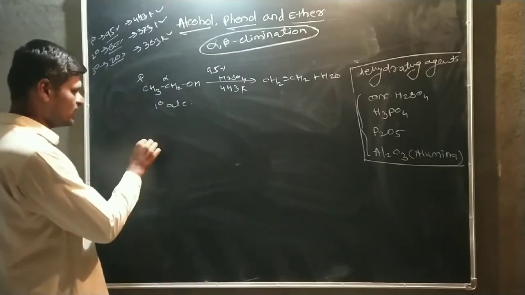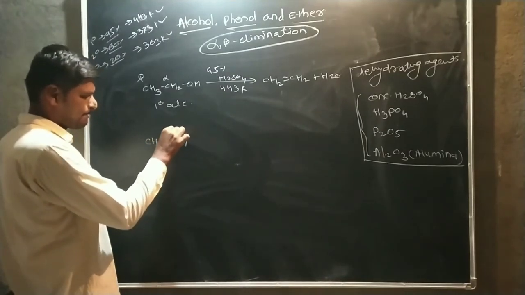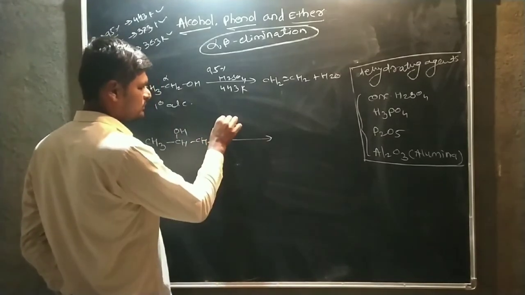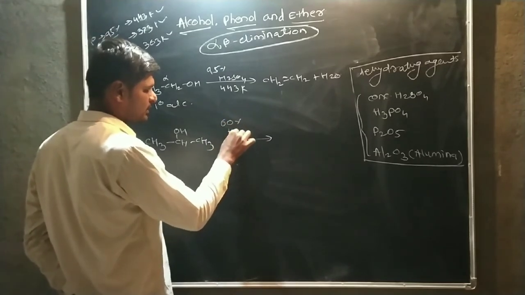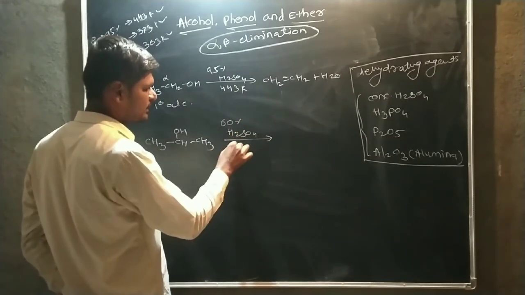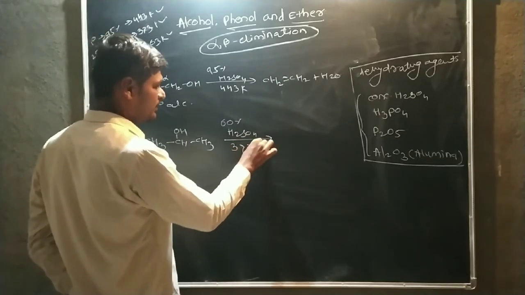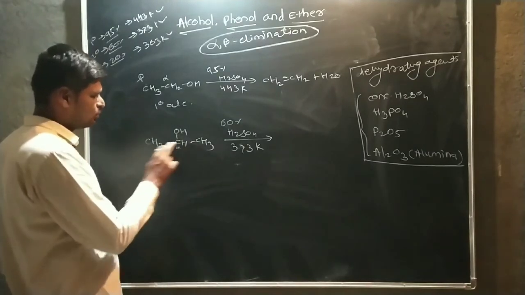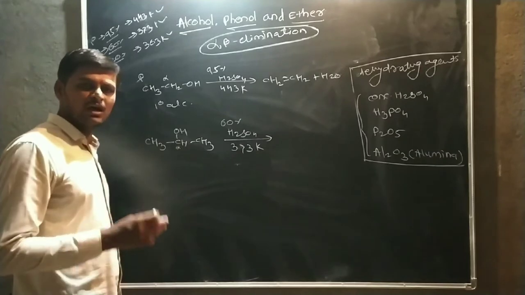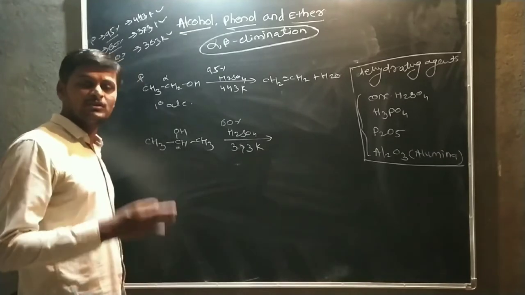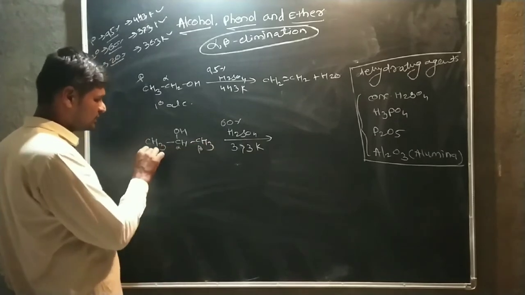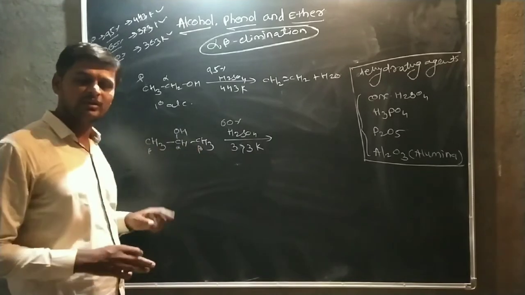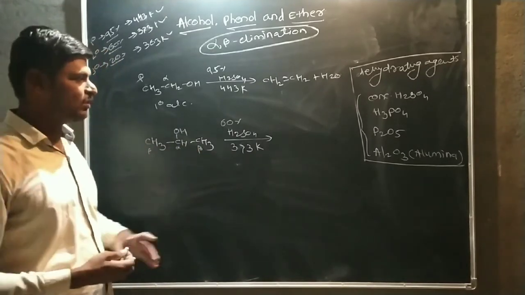And if the secondary alcohol is here, that is propanol, it undergoes the dehydration reaction using 60% H2SO4, and the temperature is also reduced to 373 Kelvin. Similarly, the respective alkene is formed. This one is the alpha carbon. There are two beta carbons here, but these two beta carbons are in a similar environment. Therefore, this one is beta, and this one is beta. The beta hydrogen can be eliminated from either carbon, with no change in the product.